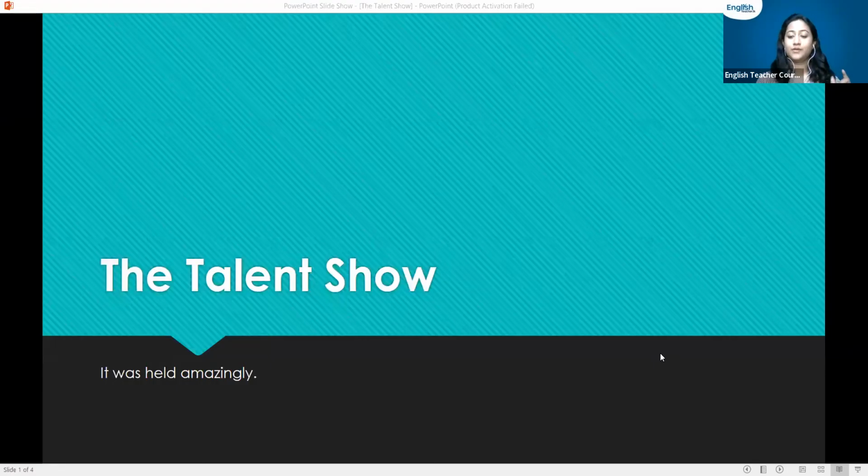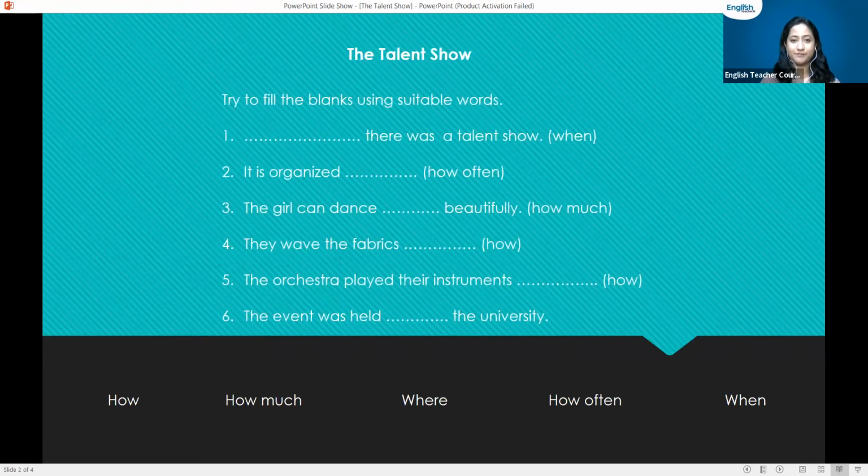Right. So I have prepared some activities about a talent show. And that is what we are going to take as an example today. We are going to practice how to describe something. It can be an event or it can be a place. We are trying to describe something using different sentence patterns. So here I have made some sentences for you.